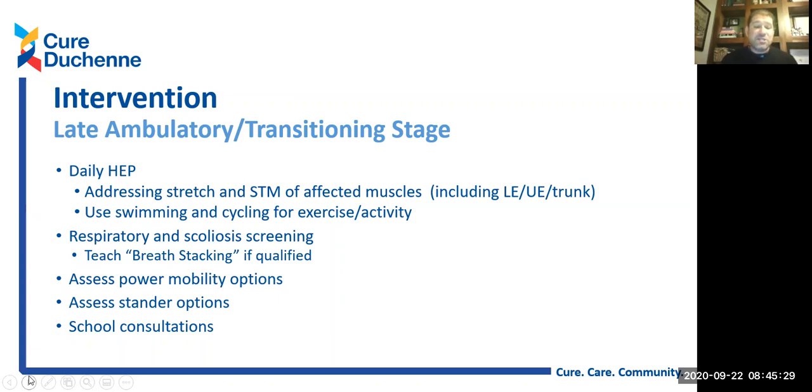And again, continuing with school consultations and starting to look at secondary schooling. Does the person, usually the adult at this point, want to go to college? What does it look like after they're done with primary school?